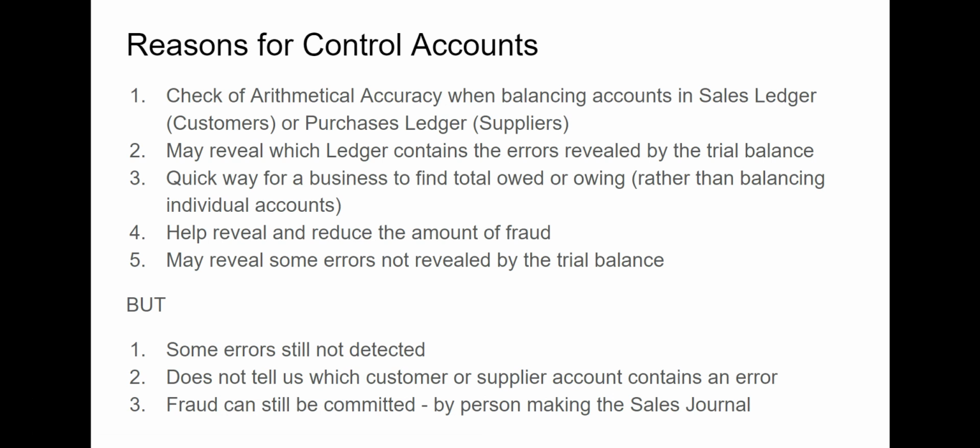And fraud can still be committed. For example, if the person who's working on the sales journal is deliberately putting the wrong information into the accounting system, that will mean that the balances are incorrect on the customer accounts and they're incorrect in the sales ledger control account. And therefore, although it appears as if the 2 numbers are the same, they are the same wrong number.